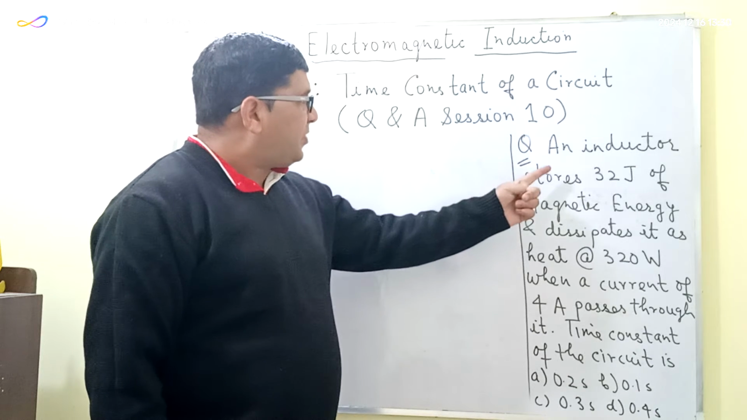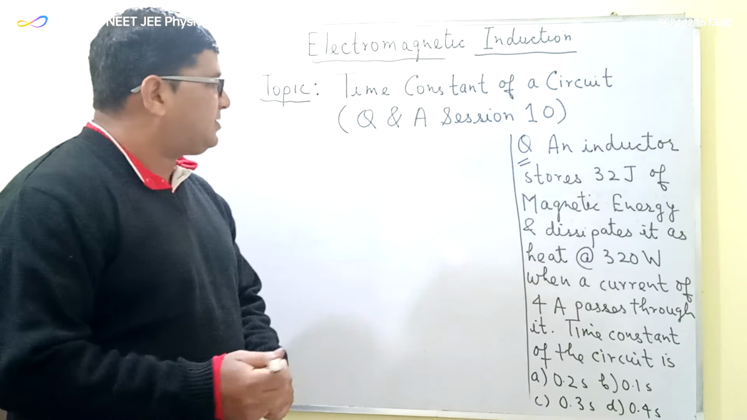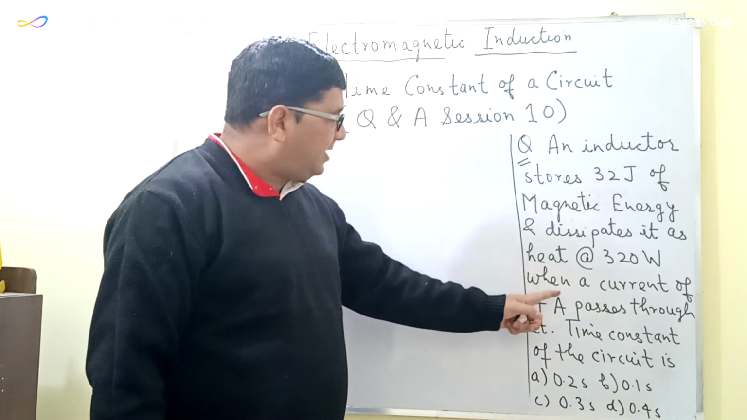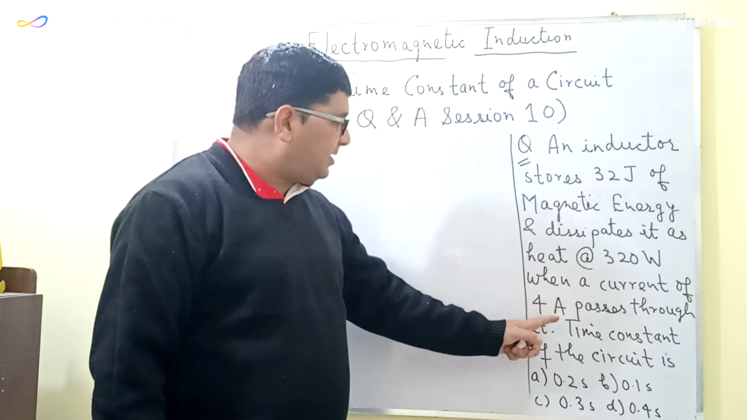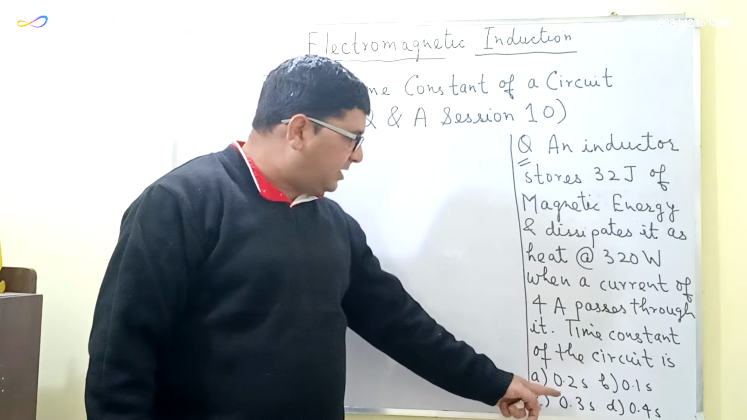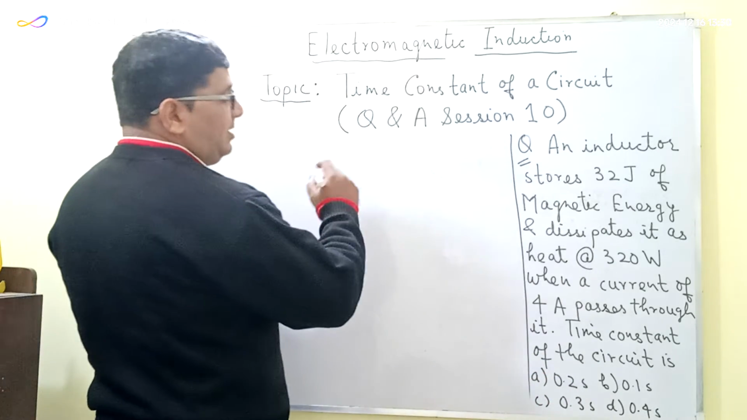question is: an inductor stores 32 joules of magnetic energy and dissipates it as heat at the rate of 320 watt when a current of 4 ampere passes through it. The time constant of the circuit is equal to. So there are four options here, and we have to find the correct one.